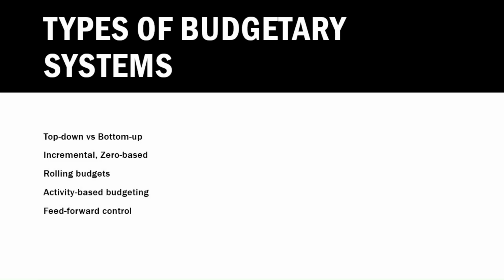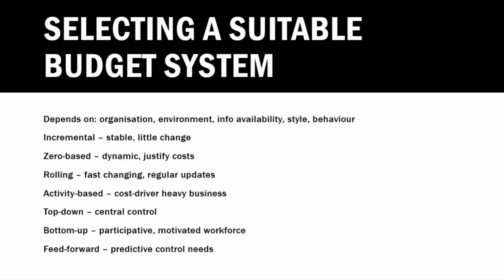Selecting a system depends on factors such as the nature of the organization, its environment, the availability of data, and management culture. Incremental works well in stable organizations. Zero-based suits dynamic environments where costs need justification. Rolling budgets are effective in fast-changing conditions. Activity-based is accurate in complex service or manufacturing settings. Top-down is appropriate for strong central control, while bottom-up works in participative cultures. Feed-forward is useful when early correction is needed.